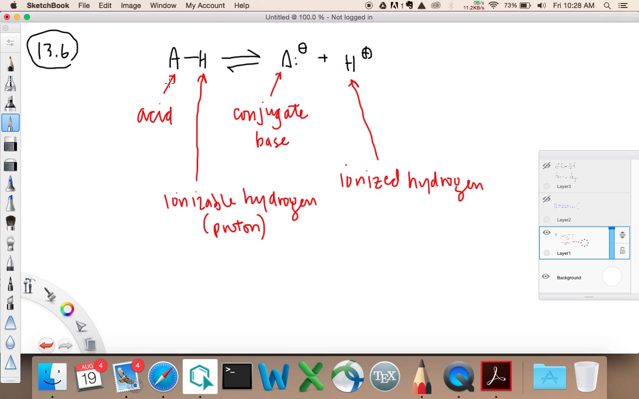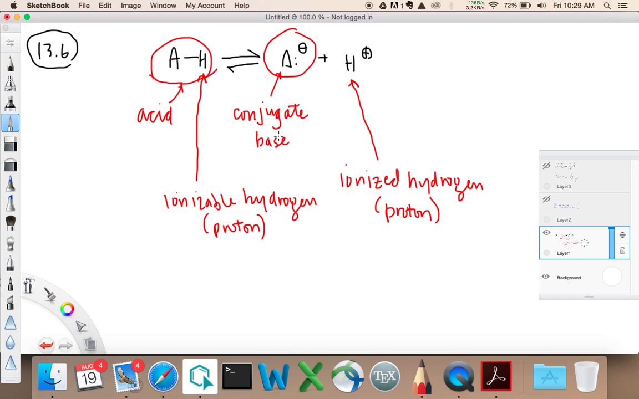So specifically, let me remind you, this whole thing is the acid. That's the acid right there. The conjugate base of this acid is here. That's the conjugate base, and this is the acid. There's the ionizable hydrogen, which I'm oftentimes going to simply call a proton, because a hydrogen with no electrons is just a proton.